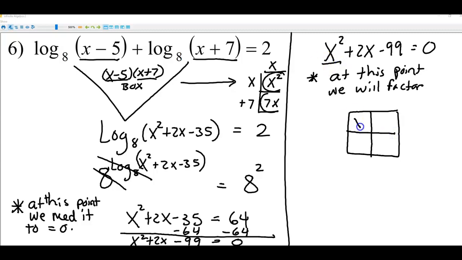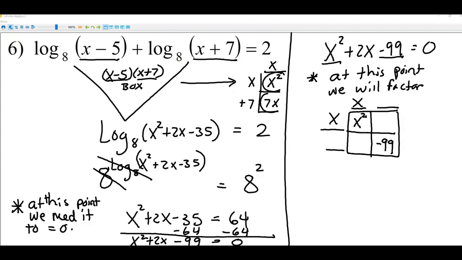So the first term goes here. The last term goes here. And our job is to find out what numbers go here. So what times what makes x squared, you guys? So that's definitely x and x. What times what makes 99? 33 and 3 is a good guess. That's true. Let's go with something else. 9 and 11 works also.